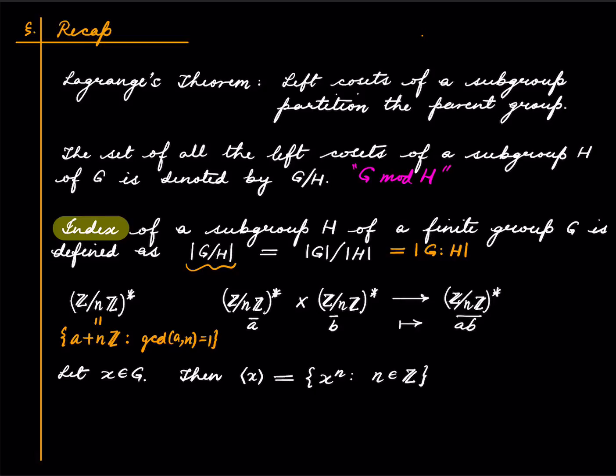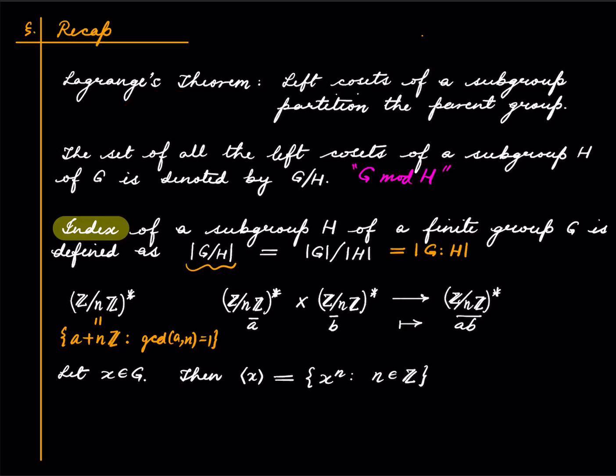Let us recall some basic things that we need for this lecture. Lagrange's theorem says that the left cosets of any subgroup of a parent group G partition the parent group. A consequence of this is that the cardinality of any subgroup divides the cardinality of the parent group, provided the parent group is a finite group.